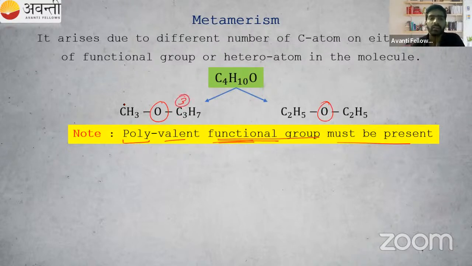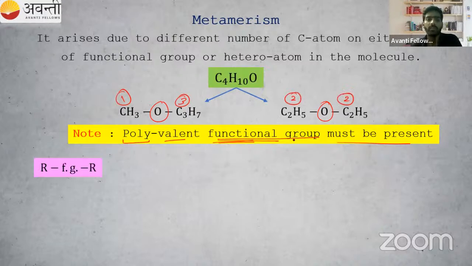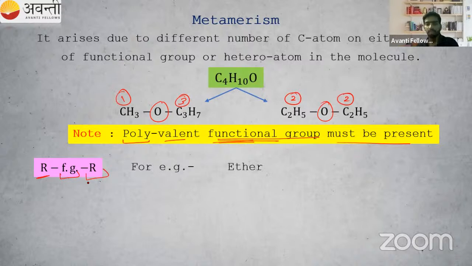Here there are 3 carbon. Here there is 1 carbon. Here there are 2 carbon on this side, and this side also 2 carbon. So this is called metamerism. What will happen in the metamerism? There will be an R group, then your functional group, and on the other side again an R group. एक example देखते हैं इसका. Ether का example देखते हैं.